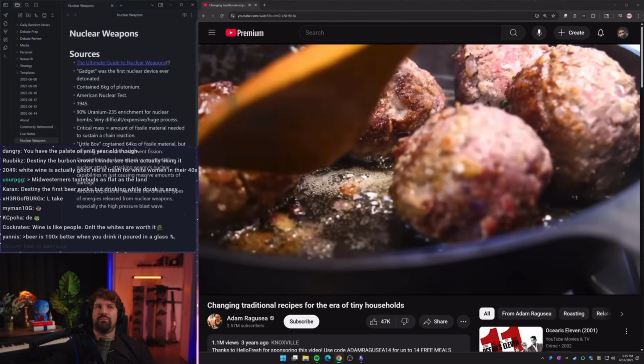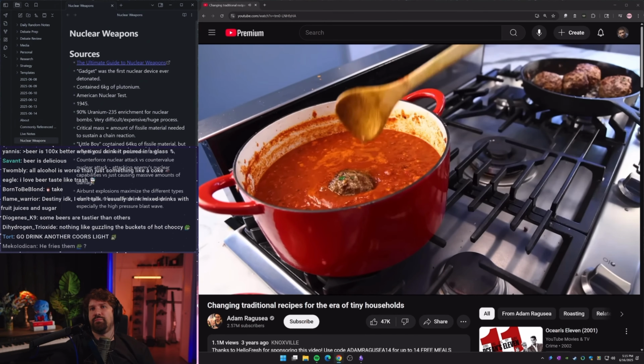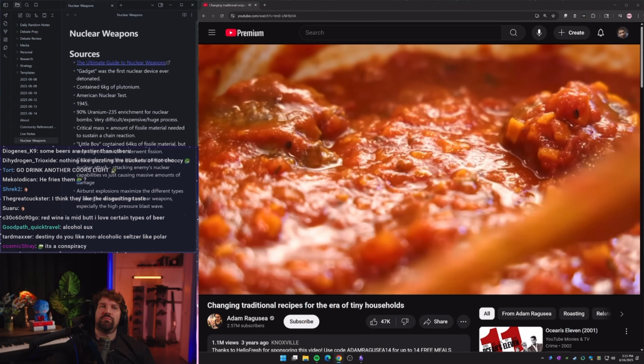Giant meatballs. I fried them in one pan and dropped them into my sauce in another pot, and then I let the whole thing simmer for a couple hours, just the way Grandma Ragusia did it.